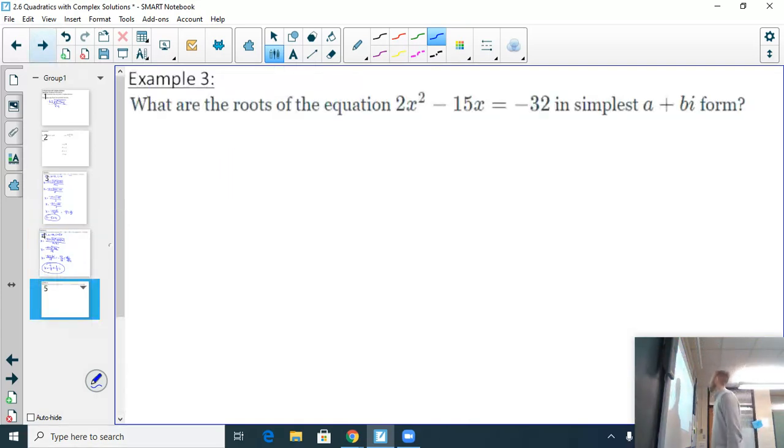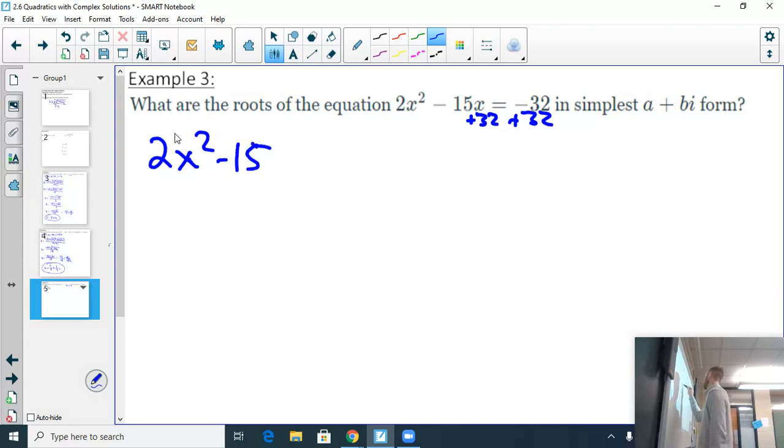Now, last one. What are the roots of the equation? I'm just going to start writing these. a equals 2, b equals negative 15. Oh, but before I do that, what do we notice here? We need equals 0, don't we? So let's add 32 over. Right, so I'm actually going to have 2x squared minus 15x plus 32. And then this is the important part. This is what we wanted. We wanted equals 0.